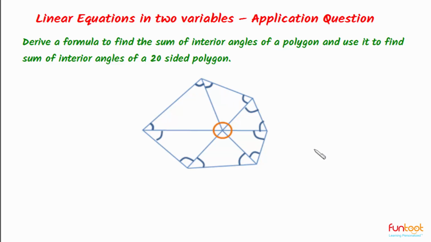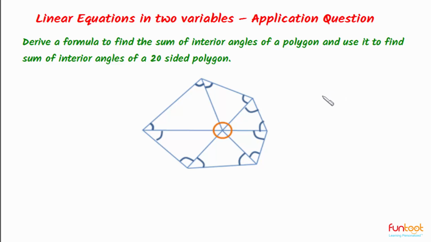Let's discuss the approach for doing this. First, let's take the geometrical approach. For the geometric approach, we are taking a polygon with 6 sides, that is a hexagon for example. We can see that this hexagon here is composed of 6 triangles. And by angle sum property, we know that the sum of angles of each triangle is 180 degrees.